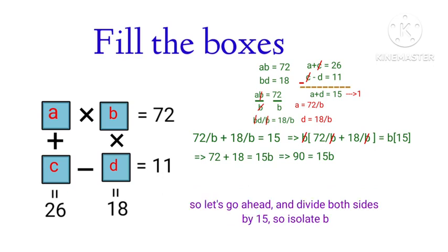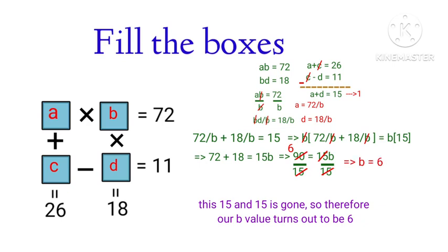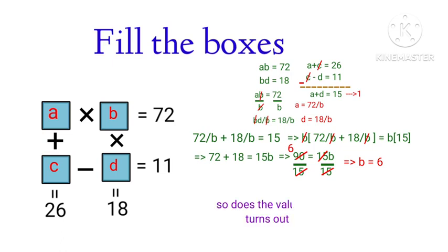So let's go ahead and divide both sides by 15, to isolate b. This 15 and 15 are gone, so therefore our b value turns out to be 6. So the value of our box b turns out to be 6.